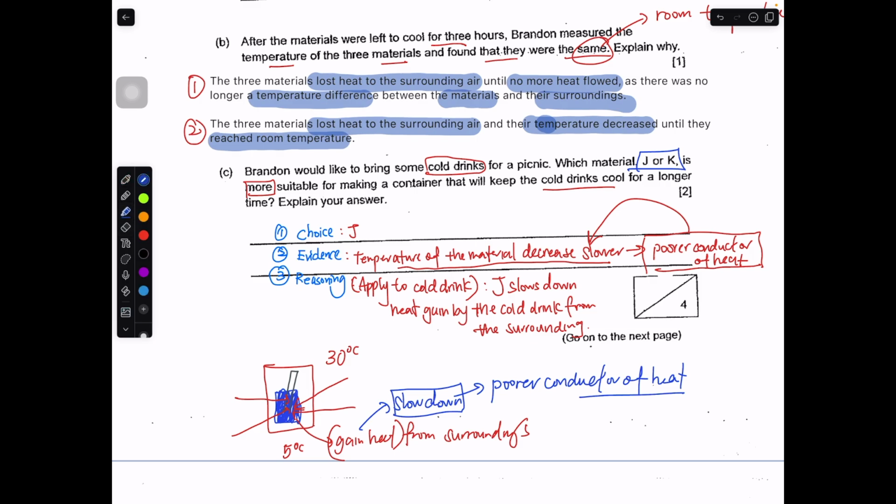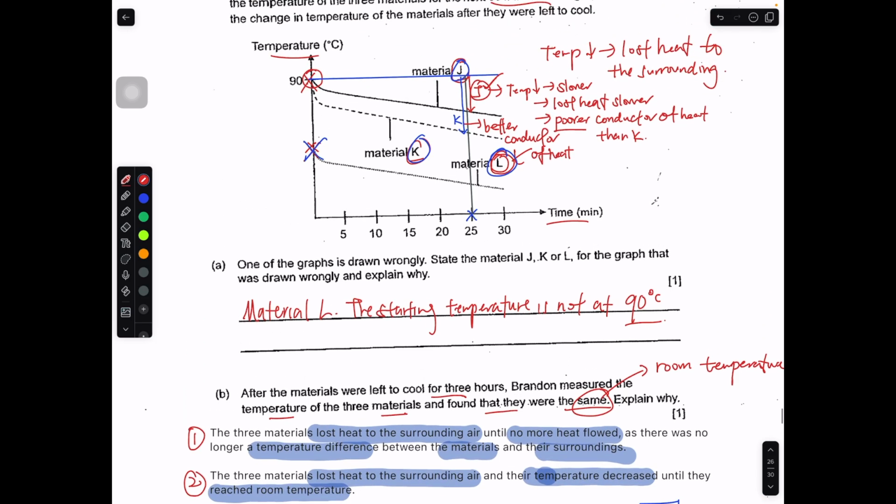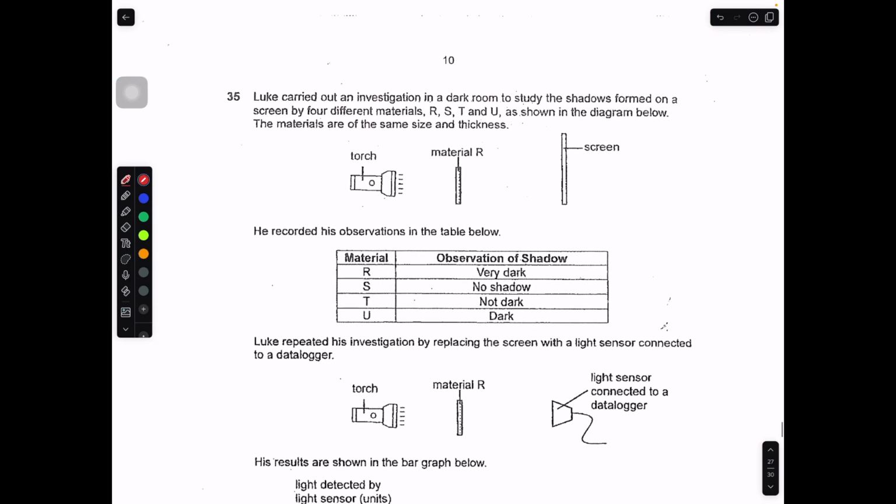Okay, slow down heat gain by the cold drinks from where? Okay, so that will be the heat transfer. Slow down portion comes from using a poor conductor of heat. Knowing why J is a poor conductor of heat comes from recognizing that the temperature of the material decreases slower. So this is how you link up every portion together, and this is usually the part that is a little bit tougher because you have to look and describe from the graph itself. Okay, so let's move on to this question.